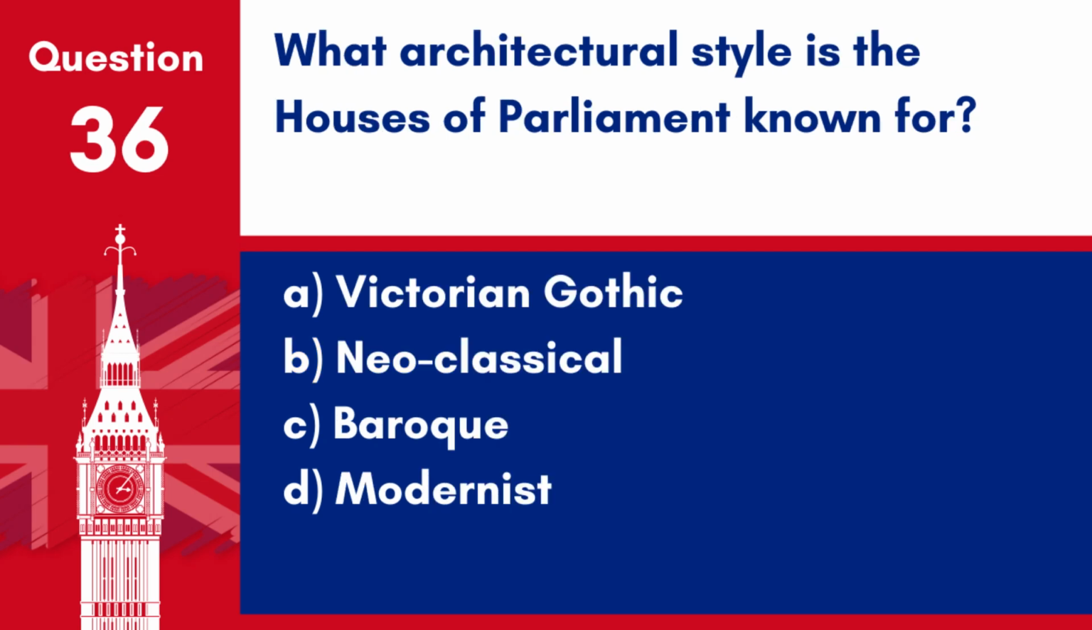Question 36. What architectural style is the Houses of Parliament known for? A. Victorian Gothic. B. Neoclassical. C. Baroque. D. Modernist. Answer: A. Victorian Gothic. The Houses of Parliament are known for their Victorian Gothic architectural style.